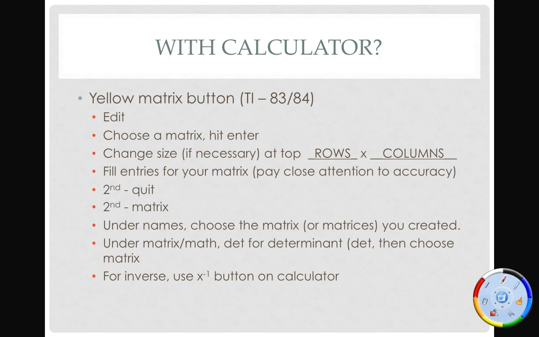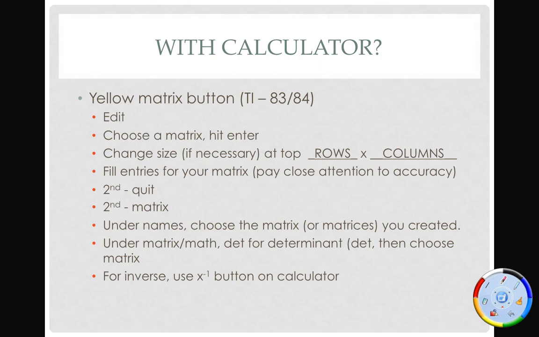So on either the 83 or the 84, I know I said yellow, and I think that's more on the 83, except it's just the second button. You need to find the matrix button. If you go in to choose, you need to go in and choose edit. Just choose any random matrix, change its size, and it gives you little options for rows times columns. Fill in the entries to your matrix.